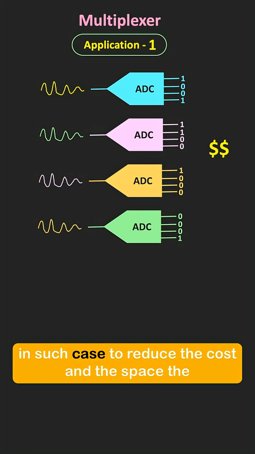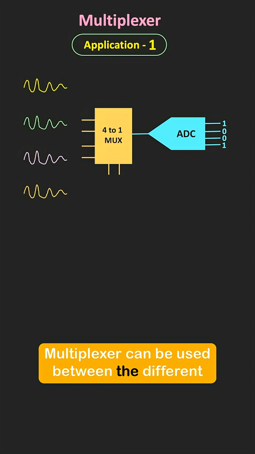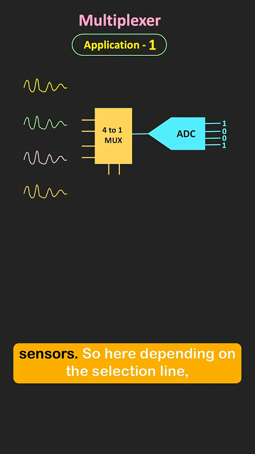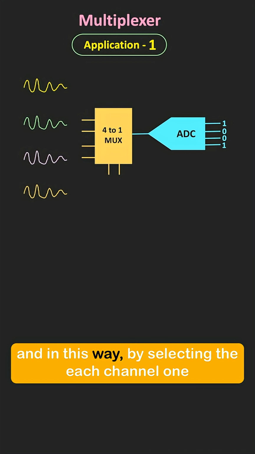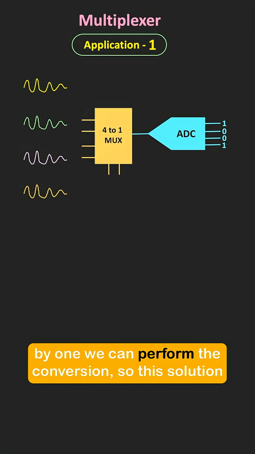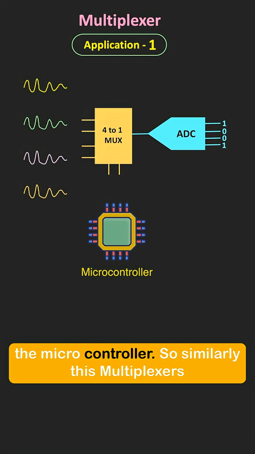So in such a case, to reduce the cost and the space, the multiplexer can be used between the different sensors. Here, depending on the selection lines, only one of the inputs will get applied to the ADC. In this way, by selecting each channel one by one, we can perform the conversion. This solution is often used in the built-in ADCs in microcontrollers.